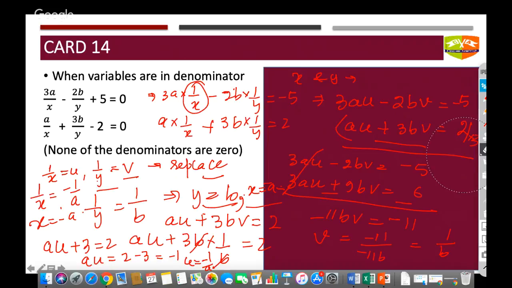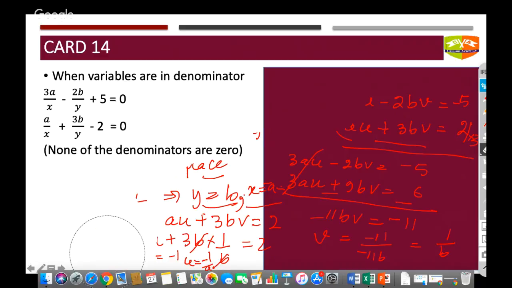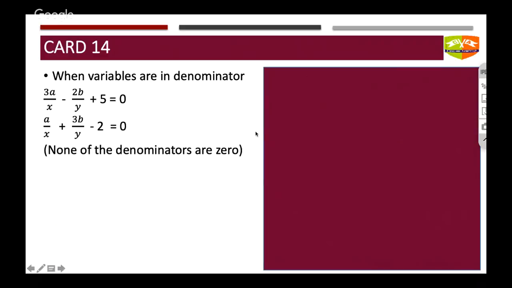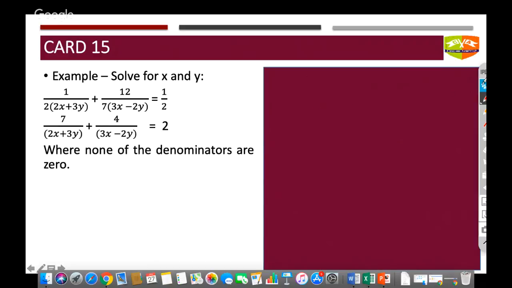I've taken one more question like this, which is a difficult question from this particular topic. And this is my question, which I have selected. So here, instead of x and y, both the variables are coming in the denominator at both the places. So this method remains the same.